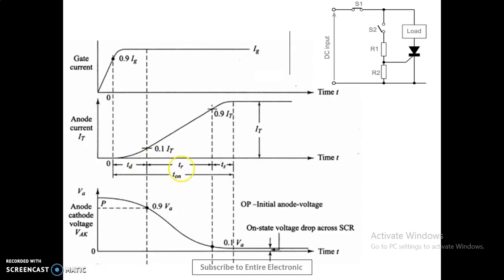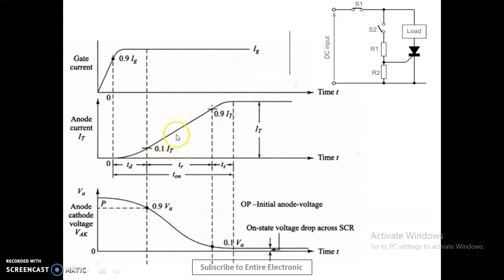Next is our rise time. During rise time, anode current starts increasing gradually. Here we can see initially anode current reaches 10% of its final value, and in this rise time it starts increasing gradually up to 90%. This rise time is defined as the time in which anode current goes from 10% to 90% of its final value. Also the on state voltage reduces from 90% to 10%.